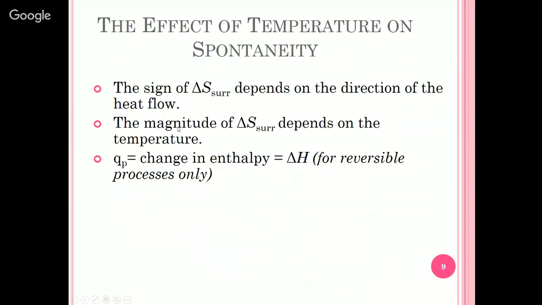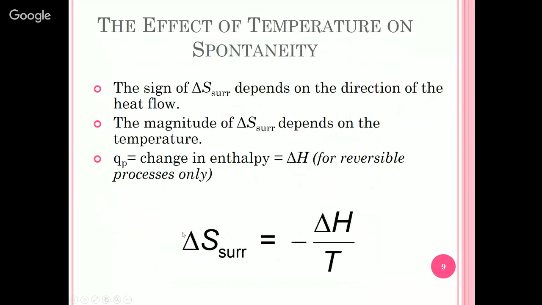Now the magnitude of our delta S depends on the temperature. Very similar here, right? Temperature and heat flow are not the same thing. Heat will always flow from hotter to colder, or we're looking at whether a process is endothermic or exothermic. This is the temperature at which that particular process is happening. Heat transferred under constant pressure is our change in enthalpy, our delta H. And remember, this is a state function, so this is for reversible processes only.